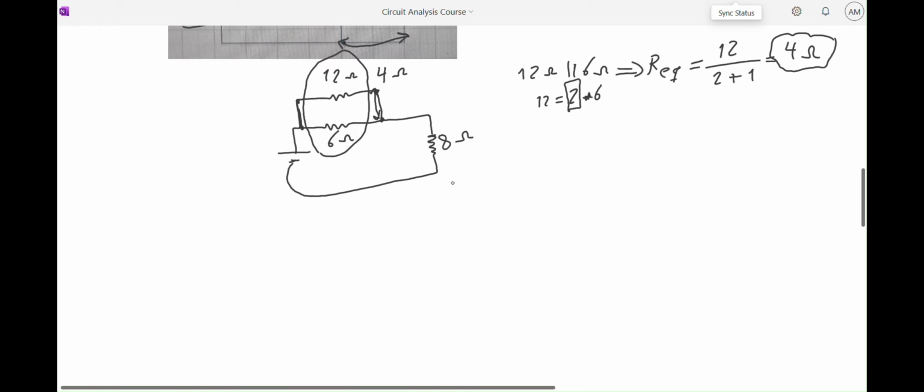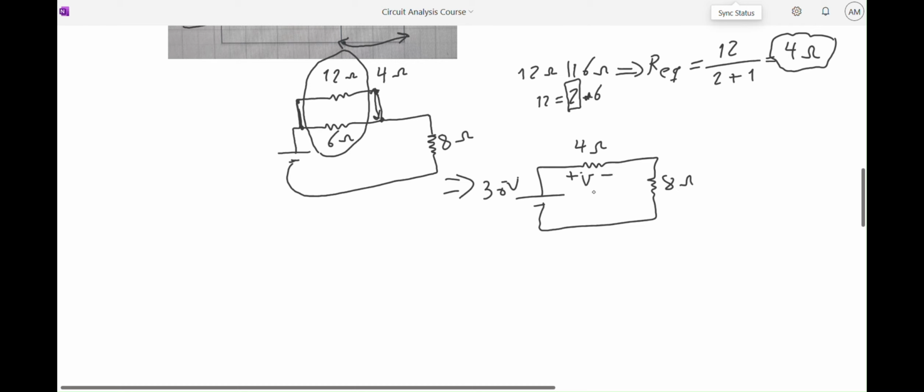Let's make it even simpler. I have 30 volt here, and look, it's only one loop. It's only one loop, 4 ohm and 8 ohm. And now I'm going to use a very good feedback from previous session. If you remember, let's just see if we can very quickly figure out the voltage over 4 ohm and the voltage over 8 ohm from voltage divider.